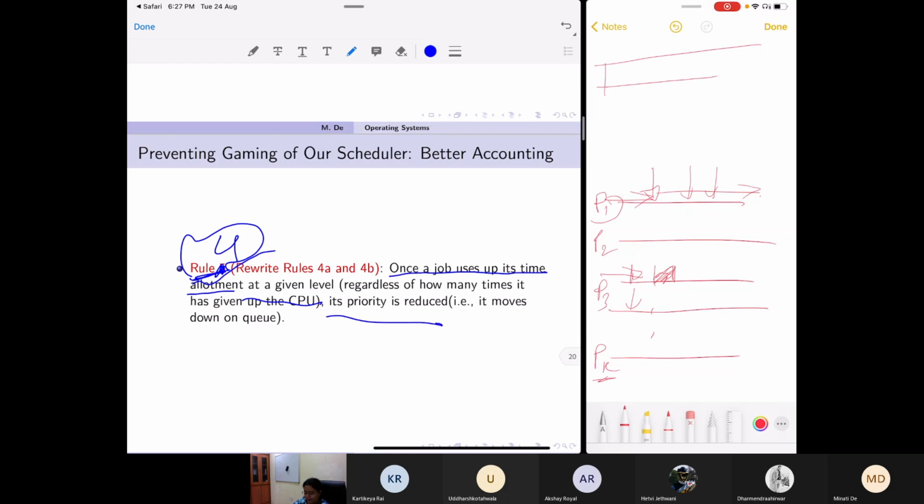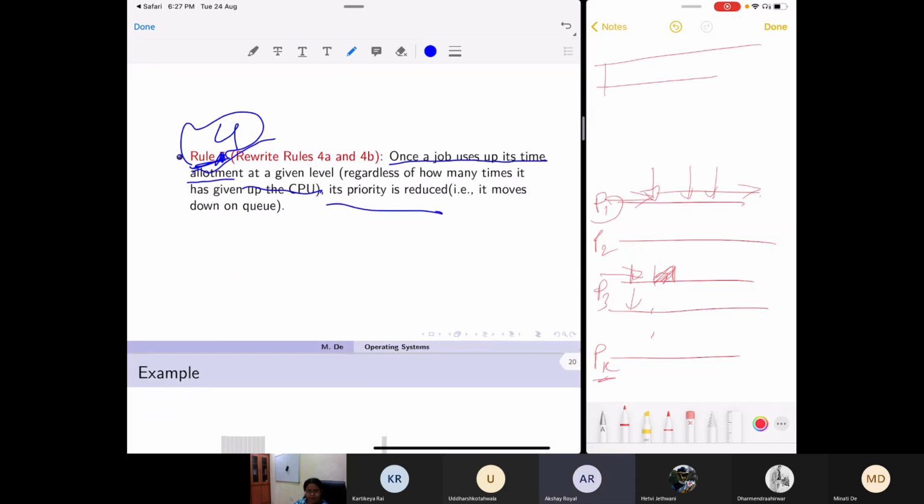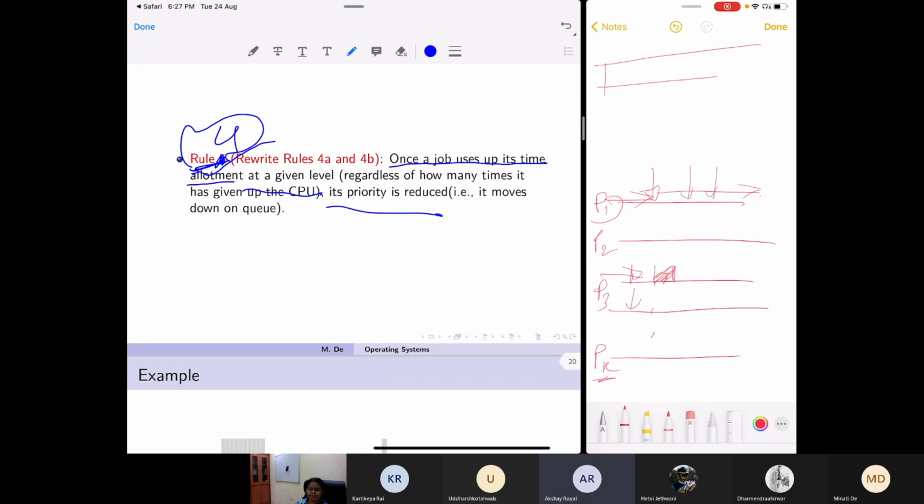Okay. And what is the difference between total time allotment and time slice? Say that once again. The difference between time allotment and time slice? Okay, so here basically time allotment means it's that time slice itself.